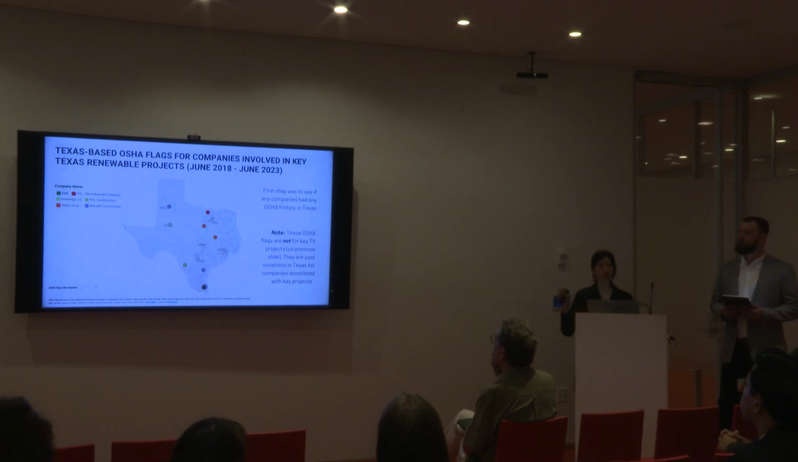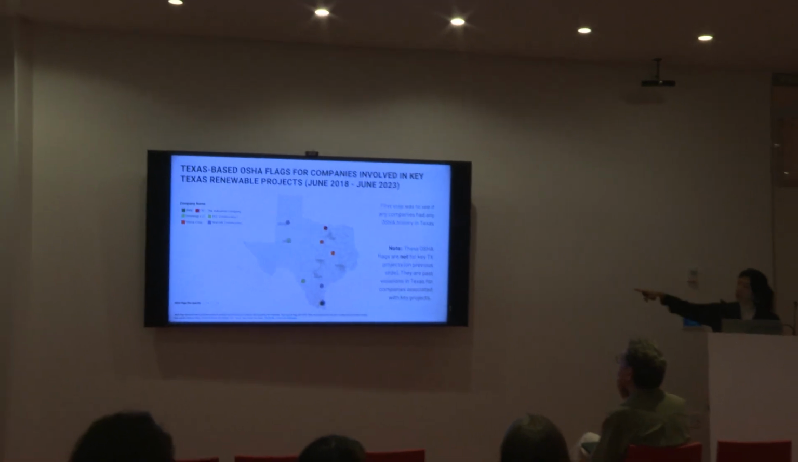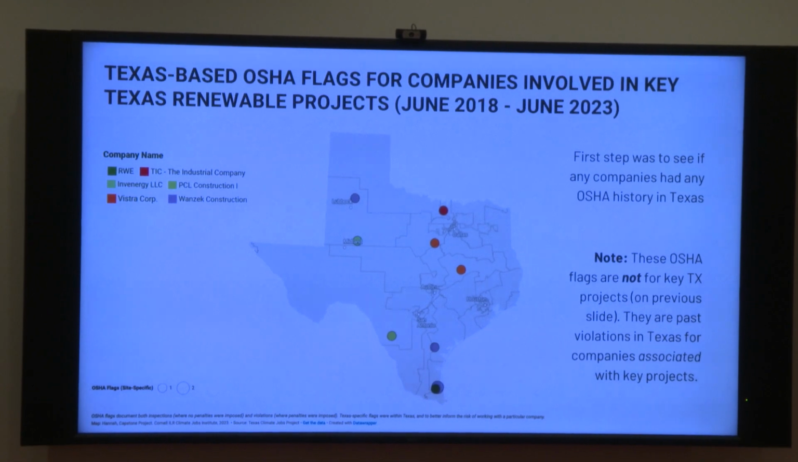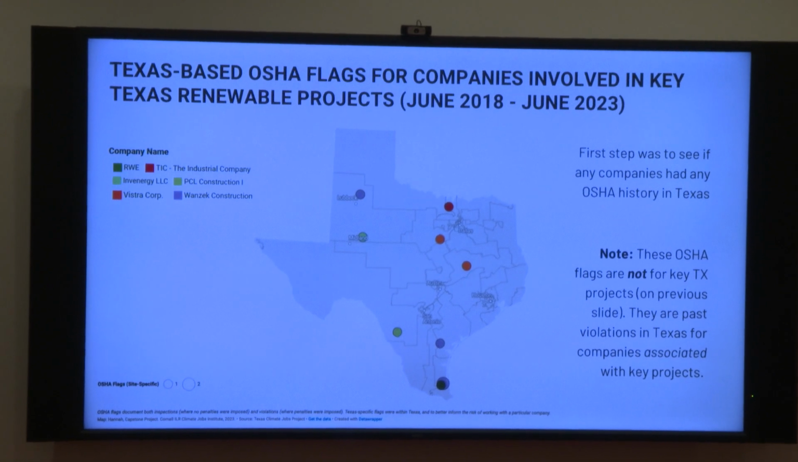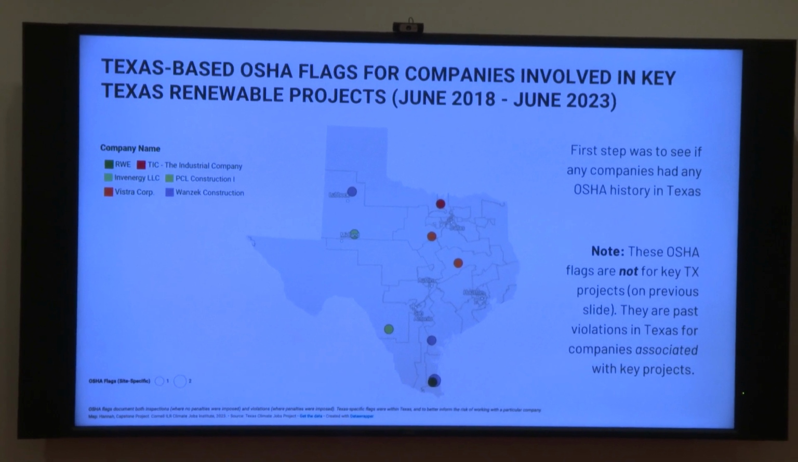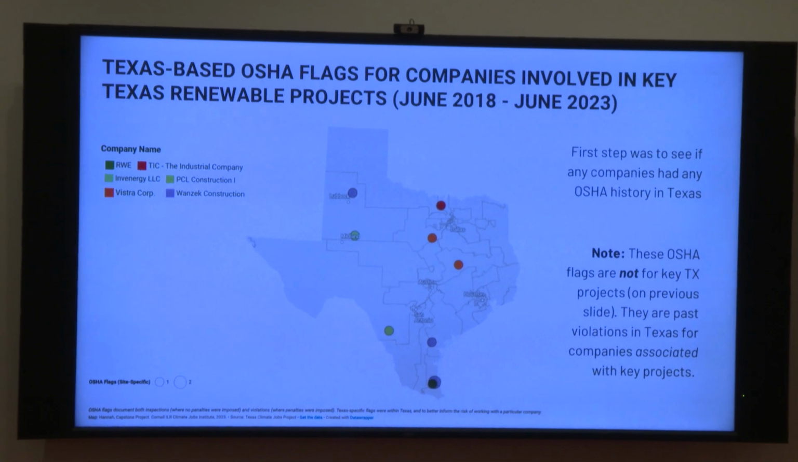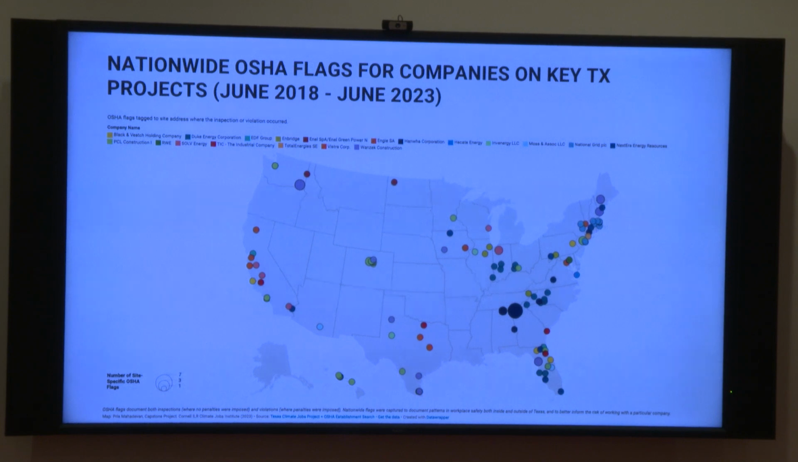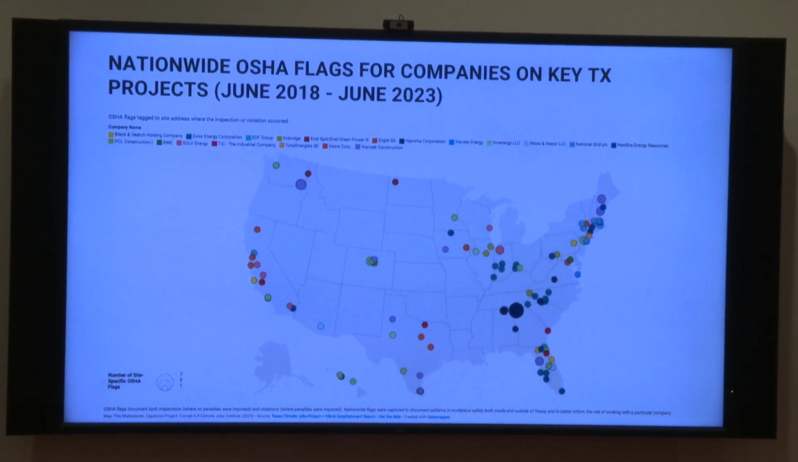And there's actually not too much of an overlap. I think 2 of these OSHA flags are also in the same site as the key renewable projects. But overall, not too much of an overlap there. So since there wasn't really a clear pattern in the Texas-only violations, we brought in our search parameters to nationwide OSHA flags to see if there's any geographical patterns there.